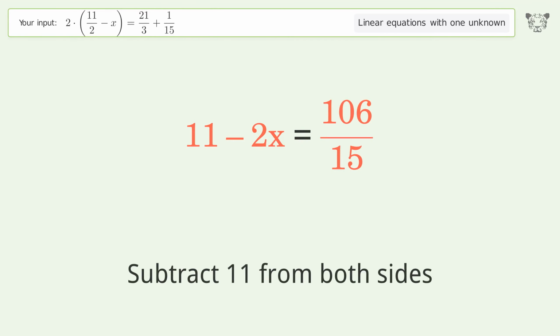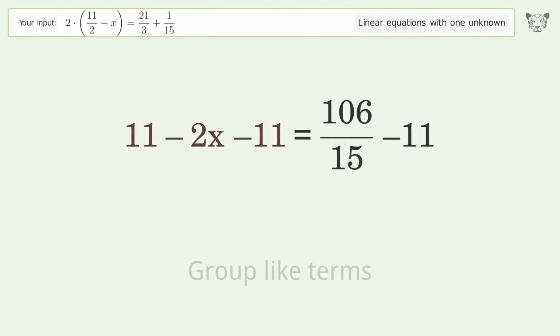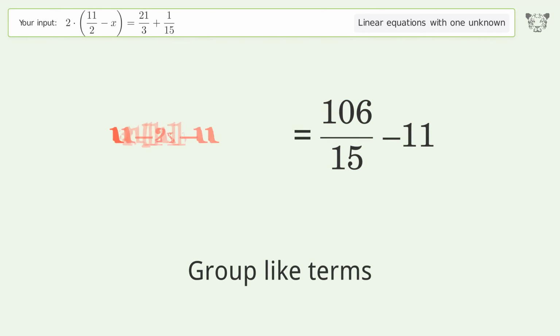Subtract 11 from both sides. Group like terms. Simplify the arithmetic. Convert the integer into a fraction. Combine the fractions. Combine the numerators.